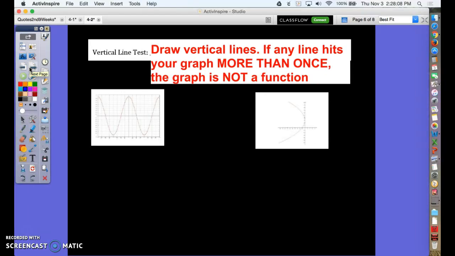So the vertical line test is the last part of this lesson then, and when you're doing the vertical line test, you want to draw vertical lines across your graph, and if any line hits your graph more than once, the graph is not a function.